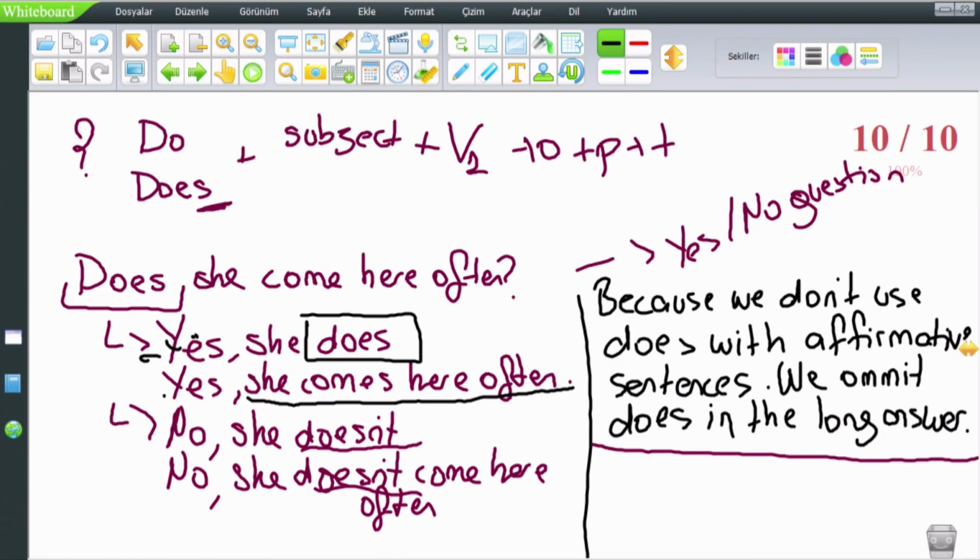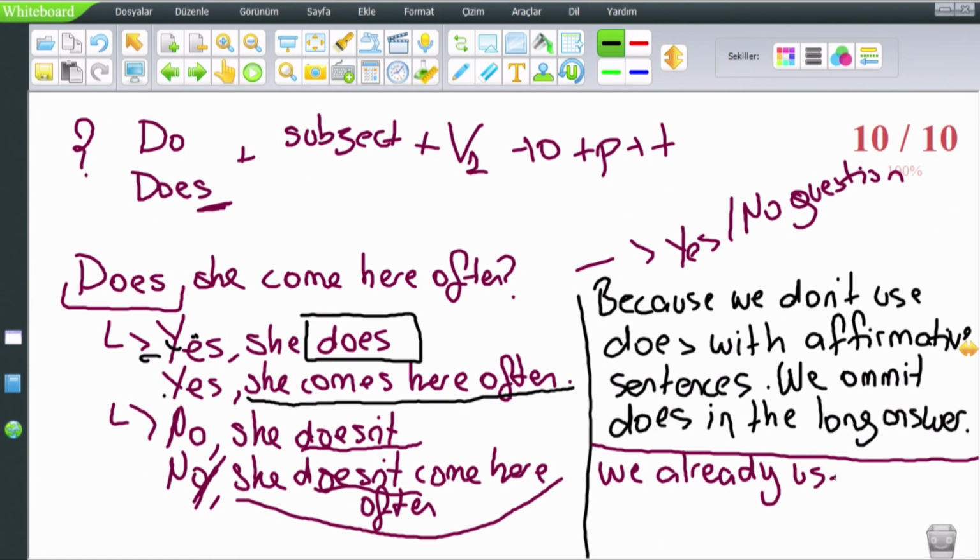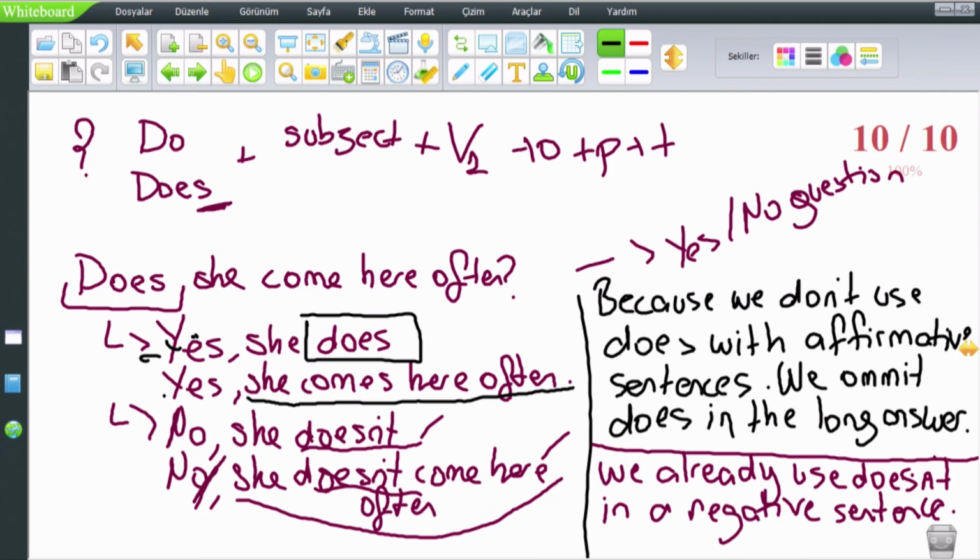Why is that? Because, again, if you don't see the no in the beginning of the answer, this is a full sentence on its own. And we already use doesn't in a negative sentence. And this is the reason why we use does in the short affirmative answer and why we don't in the long affirmative answer, and we use doesn't in both of them. Okay.